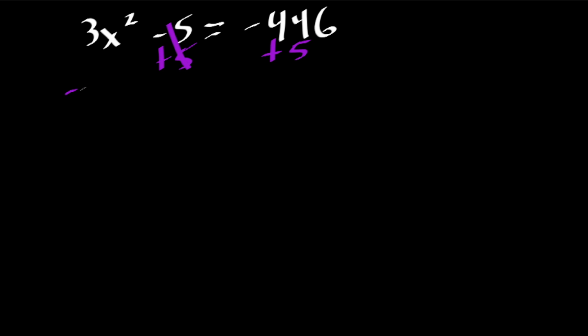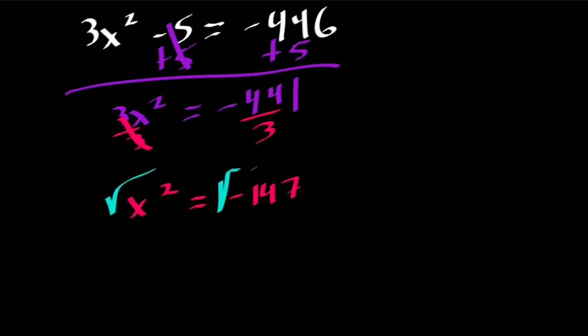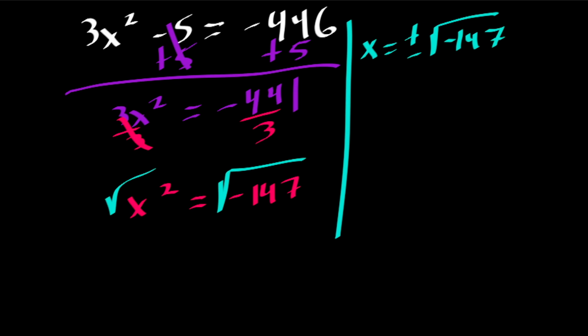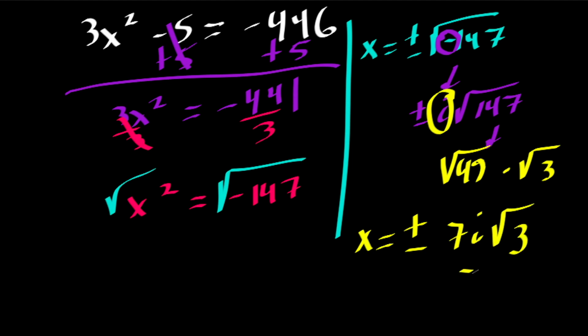We can add 5. We can say 3x squared equals negative 441. Then we can divide by 3. We can say x squared equals negative 147. Now, that looks like a crazy big number, but we'll be able to take care of it when we square root both sides. We'll say x equals plus or minus the square root of negative 147. So now we can take out this negative, make it plus or minus i radical 147. And then the square root of 147 we could break down, and we could make that 49 times the square root of 3. So this is going to give us x equals plus or minus the square root of 49, which is 7. We bring down our i, and then radical 3. And that would be our answer.